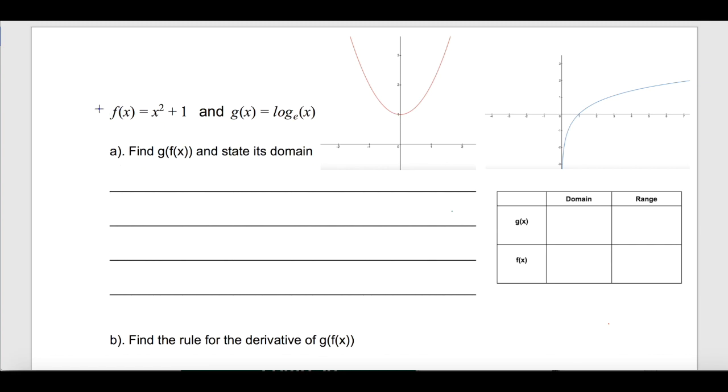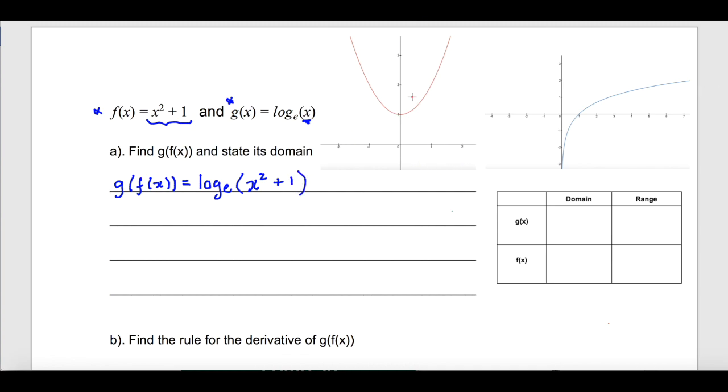We've got given two functions, f of x and g of x. Now our task is to work out the domain of the composite function. Well, first of all, we've got to work out what the composite function is. So g of f of x, well, all that means is g is the outer function and f of x is the inner function. Now, g of x is log e of x, but wherever we see an x in g of x, we're going to substitute in f of x. So our new function is going to be log e of x squared plus 1. Hopefully that's not too crazy.